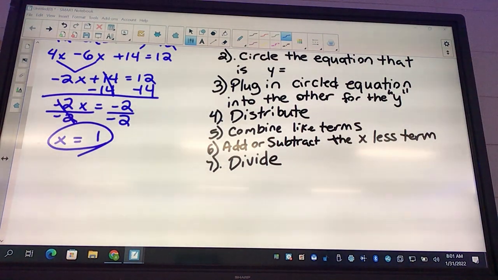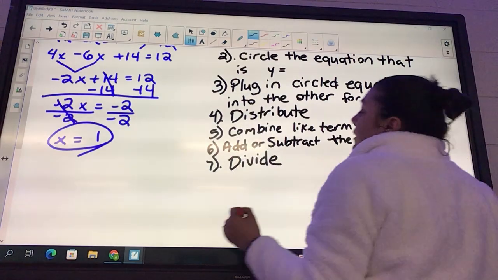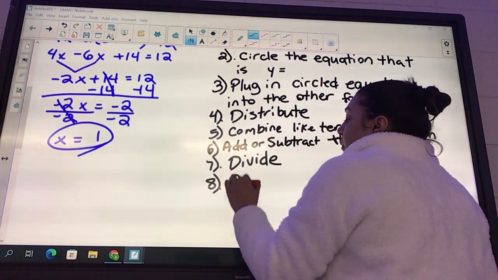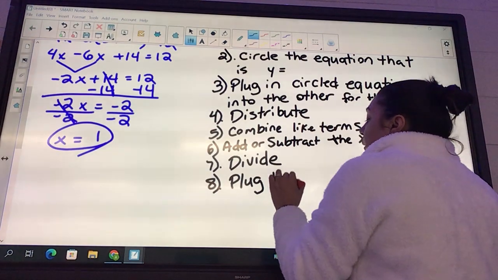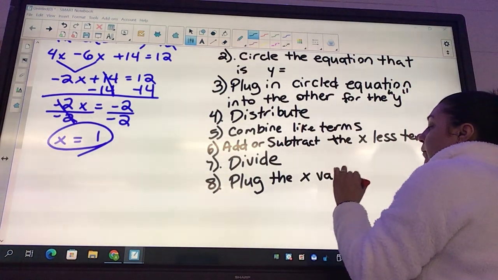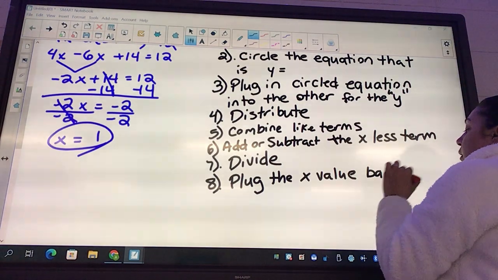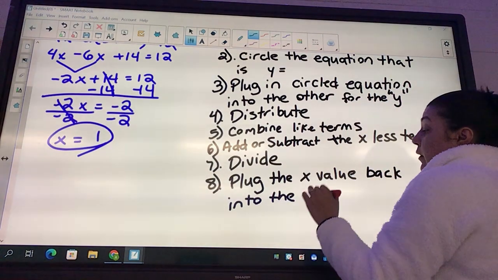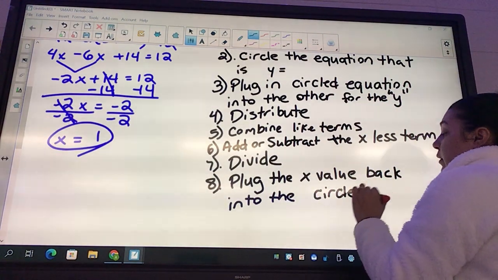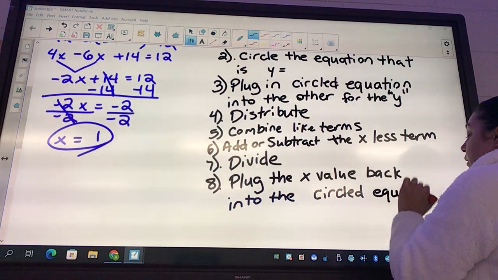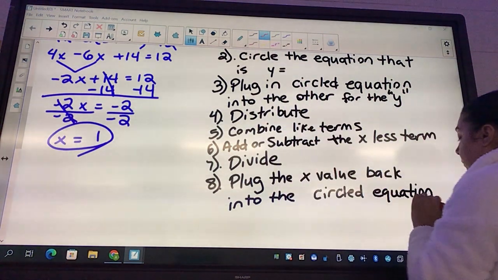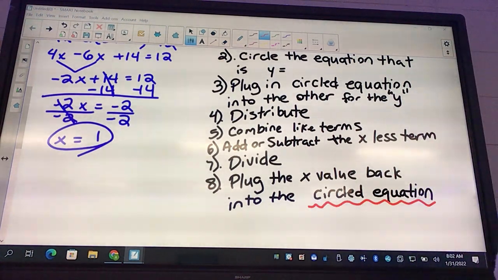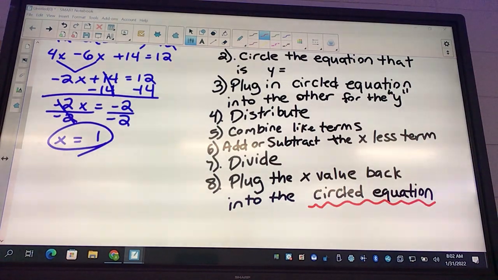Then your next step is going to be to plug the x value back into the circled equation. Okay, this is the key. You have to plug it back into the circled equation. So underline it, put a star on there or something. That's why we circle one equation, so then it's circled and you can plug it back in.